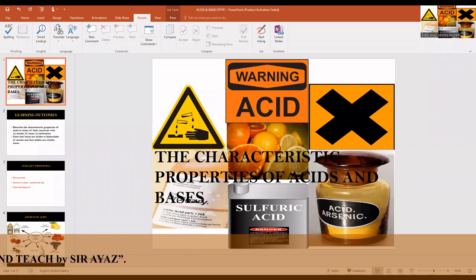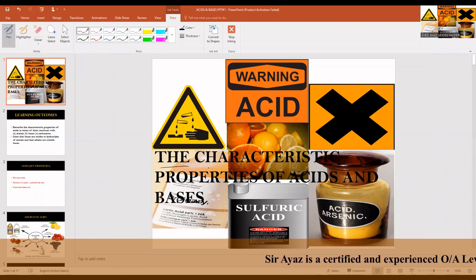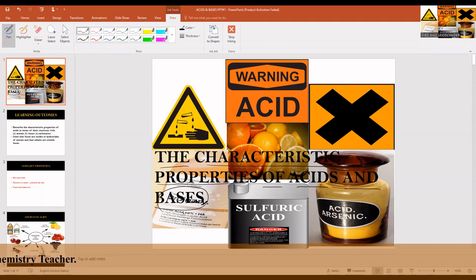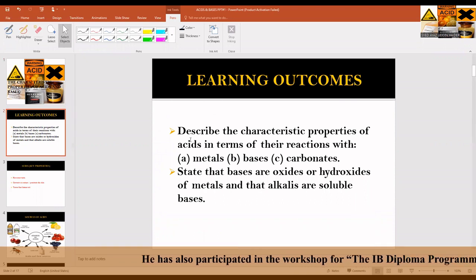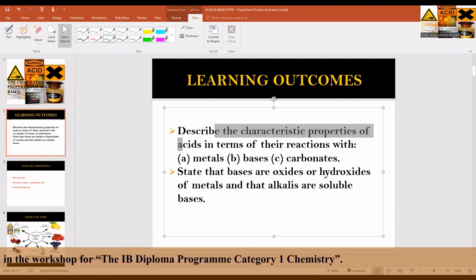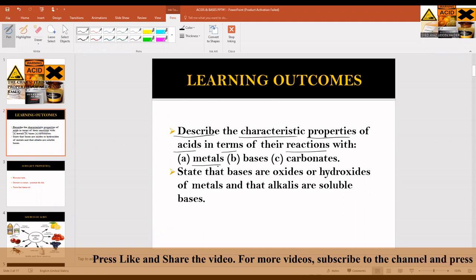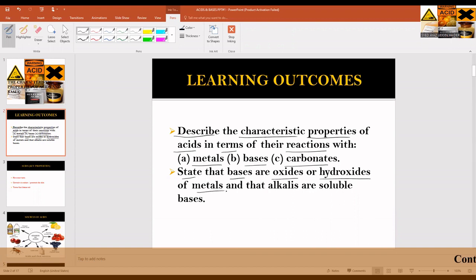Today I am going to start the new topic, that is the characteristic properties of acids and bases. So here are the learning outcomes for this video lesson. Describe the characteristic properties of acids in terms of their reactions with metals, bases, carbonates. State that bases are oxides or hydroxides of metals and that alkalis are soluble bases.